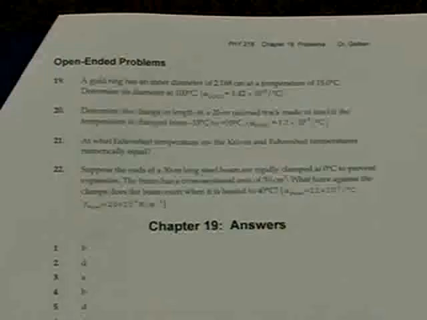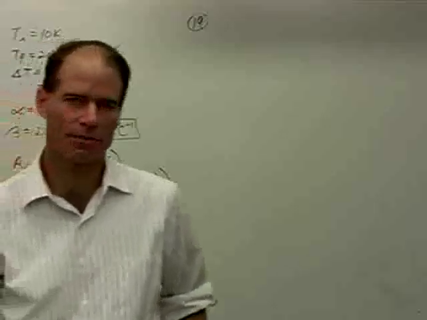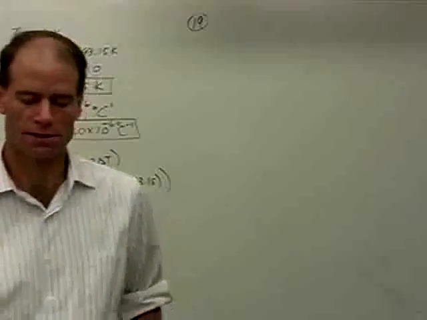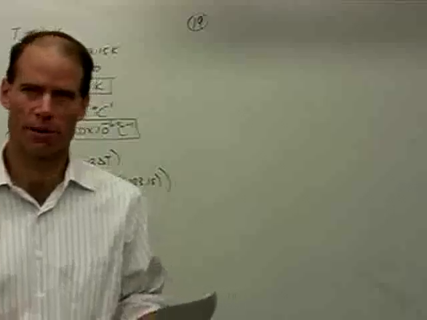Problem number 19, an open-ended problem. A gold ring has an inner diameter of 2.168 centimeters at a temperature of 15 degrees Celsius. Determine its diameter at 100 degrees Celsius. The linear coefficient of expansion for gold is 1.42 times 10 to the minus 5 per degree Celsius. Now in problem number 19, we're given the inner diameter of the gold ring, 2.168 centimeters, and we want to find the diameter after it expands.